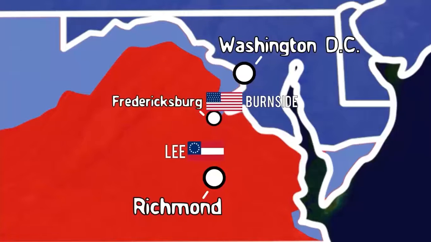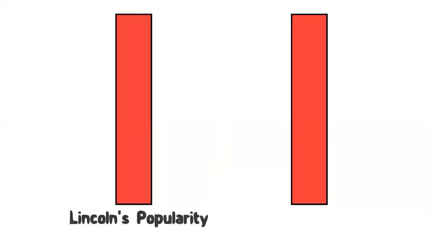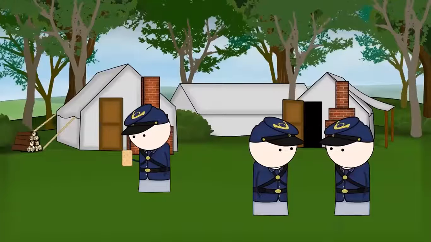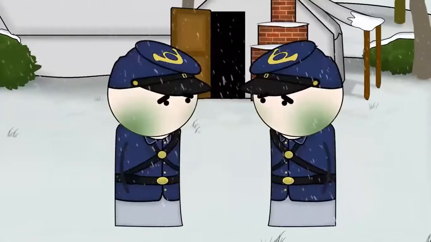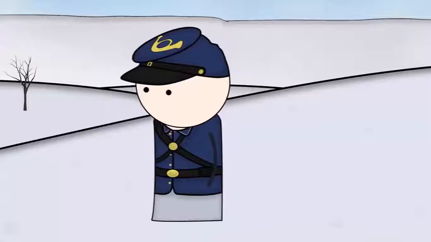Still, Burnside and his forces were soundly defeated at Fredericksburg and forced to retreat. Lincoln's popularity and Northern morale continued to plummet, especially as the winter heading into 1863 was bad. The winter camps were rife with disease. The food was less than appealing. On both sides, men began to leave.